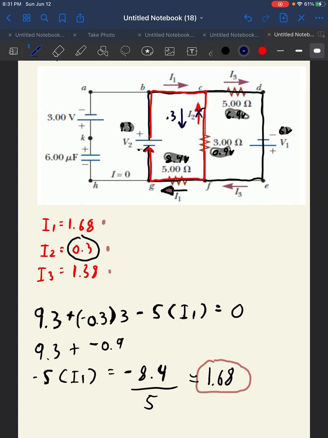That's how you solve by using matrices, and that's how you solve at the end algebraically, plugging everything back in to prove that there is only 1.6 amps going through V2.